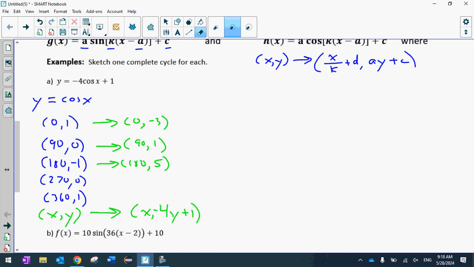270 and 1. And 360 and -3. Yep. It's the very first point, the very last point.